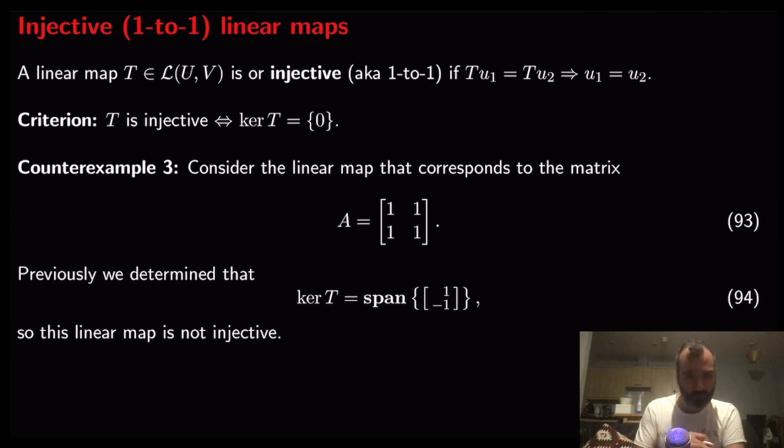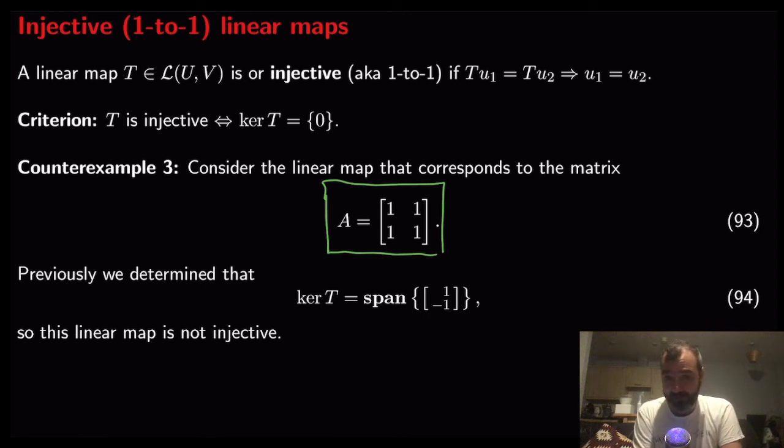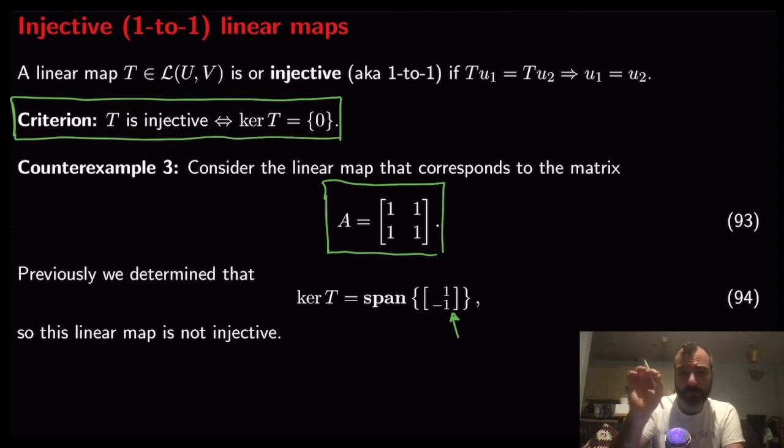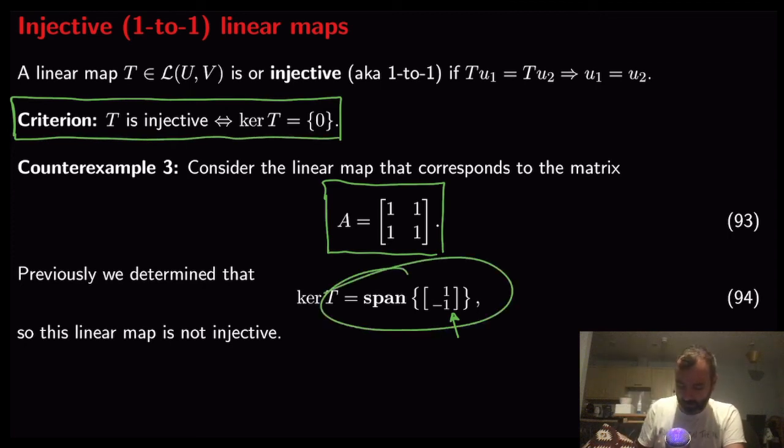Another example, one more. Take a linear map that corresponds to this matrix. This is, by the way, the same matrix as the one we discussed before. 1, 1, 1, 1. So previously we saw that the kernel of this matrix is the span of this vector here. The kernel of this matrix does not satisfy this criterion. It is not 0. It contains more elements. It's a whole line. 0 is just a point. This is a whole line. So directly we can say that this linear map is not injective.